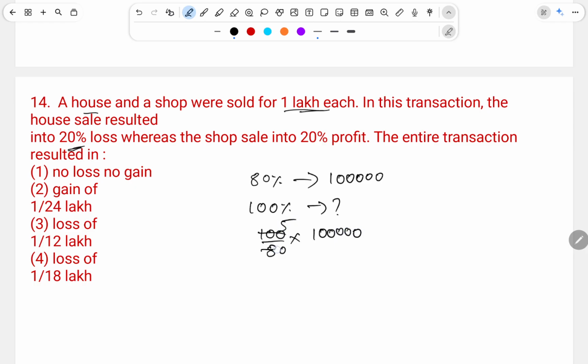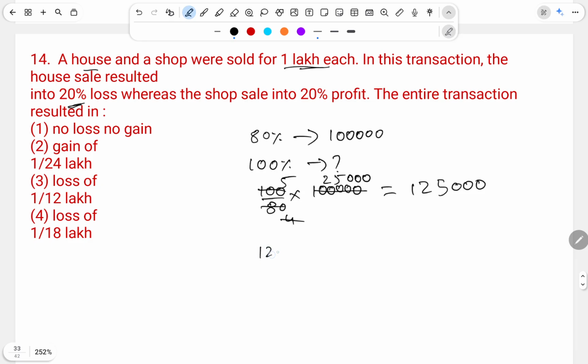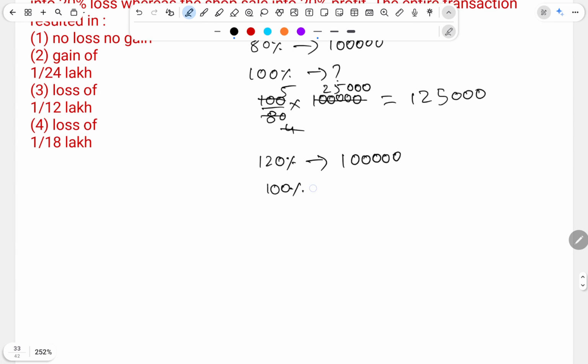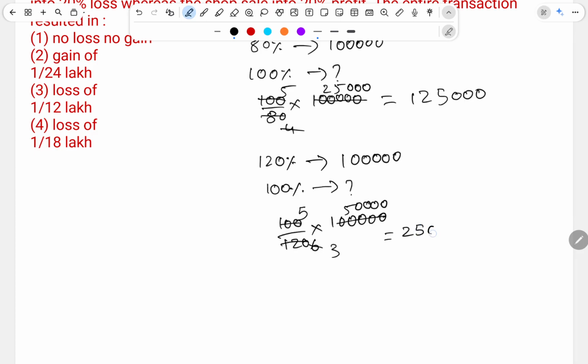For 25s, 24s, 4 ones, how many times? 25 and 3 zeros. 5 25s, 125,000. Then the other one, profit, means 120% is 1 lakh. Then 100% will be how much? 100 by 120 into 1 lakh. 25 is 26. Then it will be 2 threes 5,000, sorry 50,000. 2,50,000 by 3. Now these both are CP.